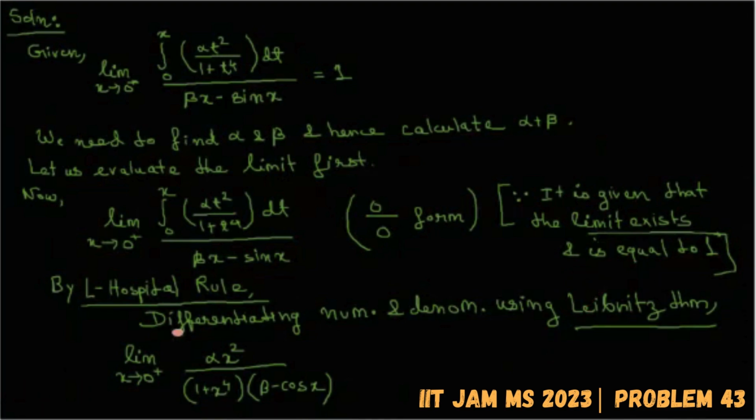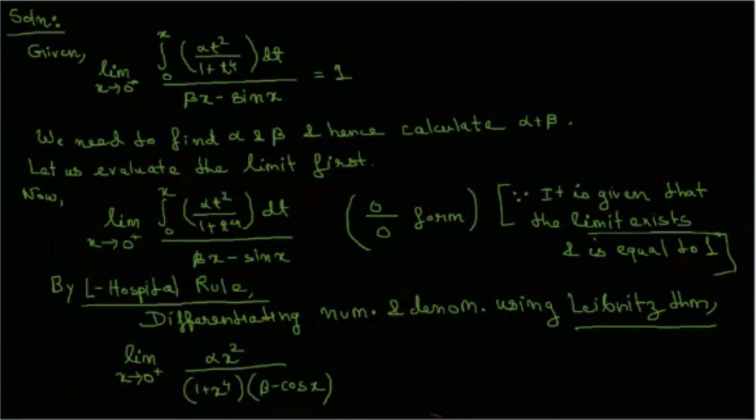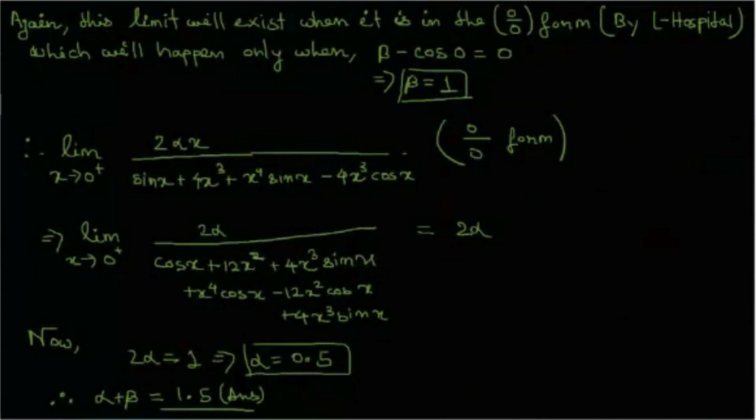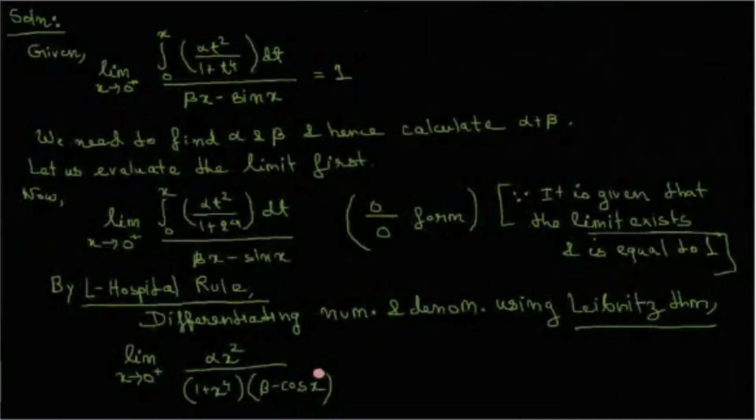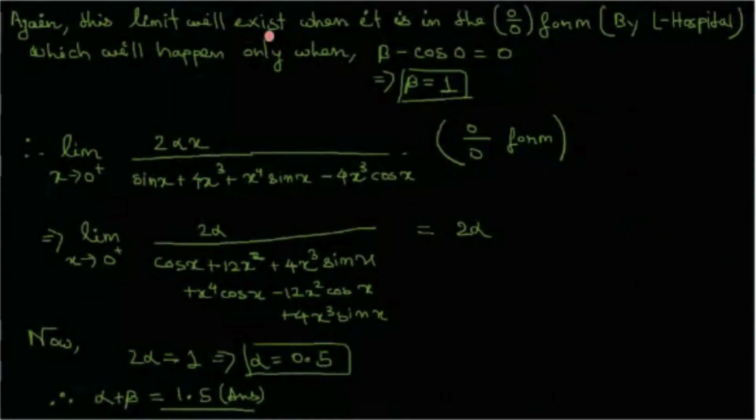By applying the L'Hopital rule, we differentiate the numerator and denominator using Leibniz theorem. We are getting the limit as x tends to 0, differentiating with respect to x in the numerator and denominator, we get alpha x square in the numerator, and in the denominator we get 1 plus x to the power 4 into beta minus cos x. Again, we know that this limit will exist because this limit already exists according to the question. So this limit will exist when it is in the 0 by 0 form, which will happen only when beta minus cos 0 equals 0.